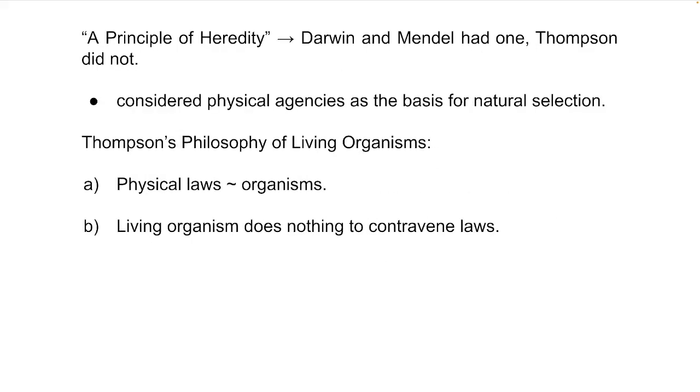Another part of this, and this is part of D'Arcy Thompson's book, there was a chapter called A Principle of Heredity. So this is something where Darwin and Mendel had a principle of heredity. Actually, Darwin borrowed Mendel's principle of heredity, but Darwin said we needed a principle of heredity. Thompson did not have this, and this was kind of key, that there was no principle of heredity. He didn't really accept Darwin's, and he didn't really talk about Mendel at all, but he did talk about how development and evolution are separate. And so that makes sense that if you decouple development and evolution, you're not thinking about heredity as the bridge between them.